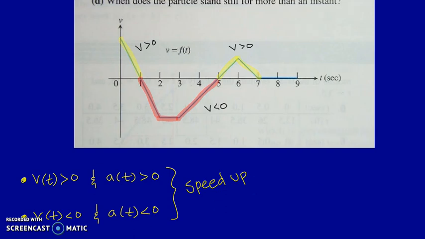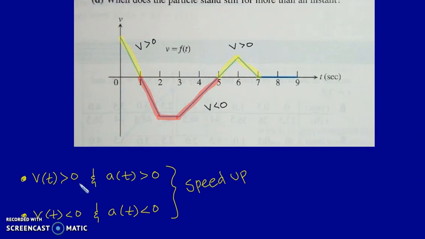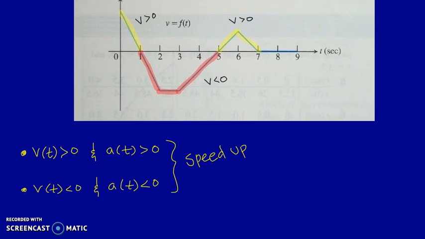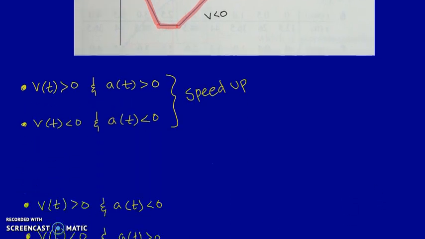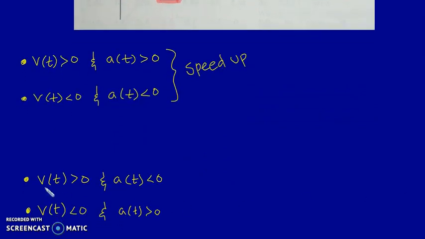Now, the signs have to be the same for velocity and acceleration for the particle to be speeding up. If the signs are different, so if velocity is positive and acceleration is negative, or if velocity is negative and acceleration is positive, this is where the particle is slowing down.